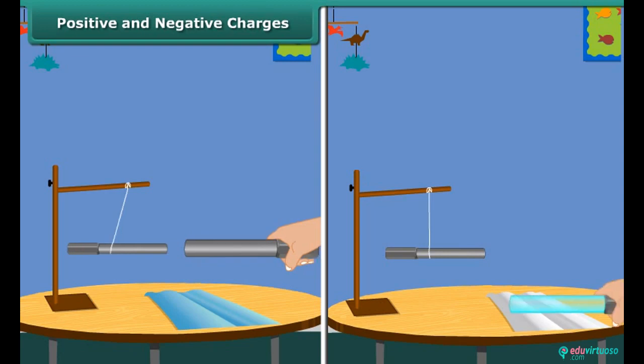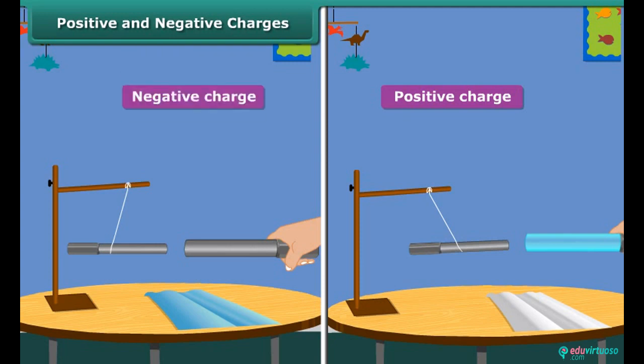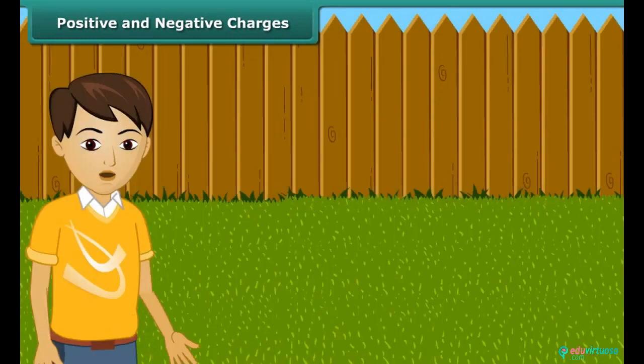These two kinds of charges are called positive and negative charges. The positive charge is shown by the plus sign and the negative by the minus sign. Merely as a convention, charge on a glass rod rubbed with silk is taken as positive and that of an ebonite rod rubbed with woolen cloth is taken as negative. From the earlier activity we can conclude that like charges repel each other and unlike charges attract each other.